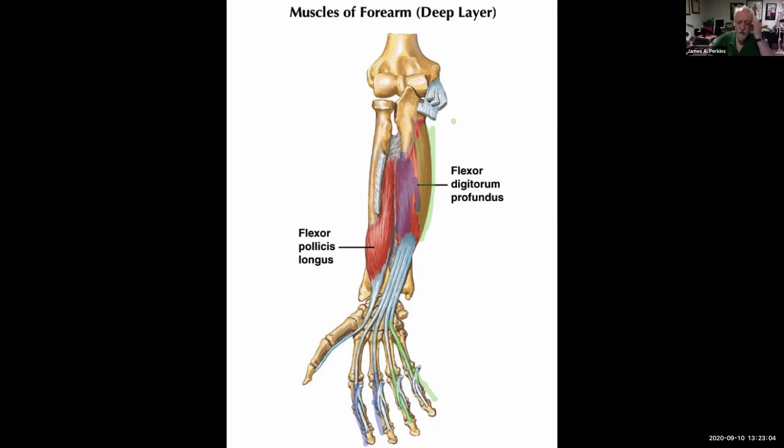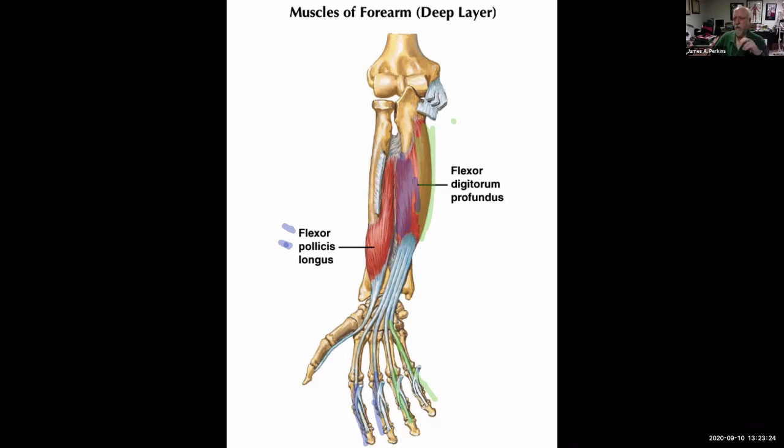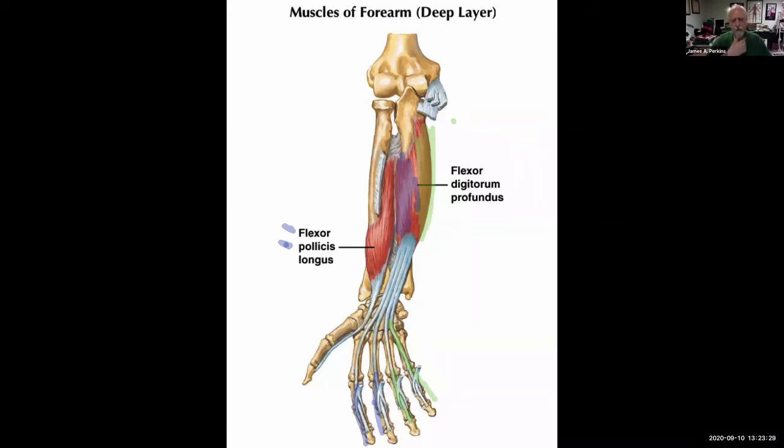The last muscle that's shown here is a muscle called flexor pollicis longus. What the heck is a pollicis? The Latin word for your thumb is pollex. So pollicis is an adjective referring to anything that has to do with the thumb. We'll see there's a whole bunch of muscles that are involved in movements of the thumb.